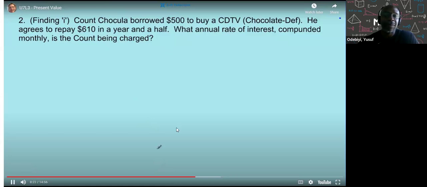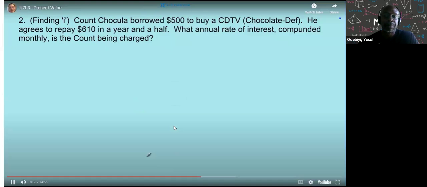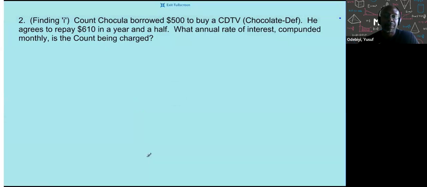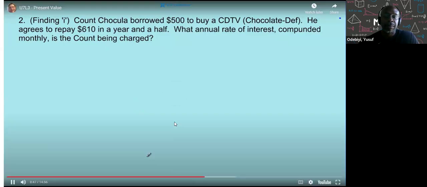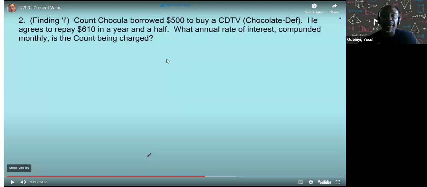All right, in this example, we're going to be finding the interest rate. So it doesn't necessarily have to do with present value, but it's a good thing to practice anyway. Count Chocula borrowed $500 to buy a CD TV, which is a new chocolate deaf television. He agrees to pay $610 in a year and a half. So what annual rate of interest that's compounded monthly is the Count being charged by the person that he borrowed the money from?